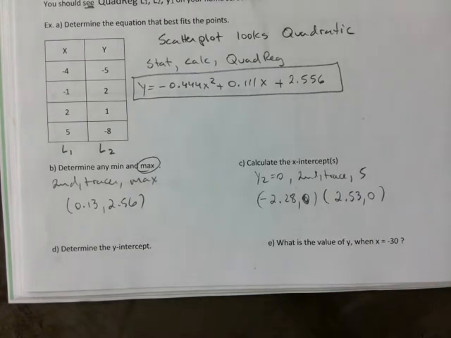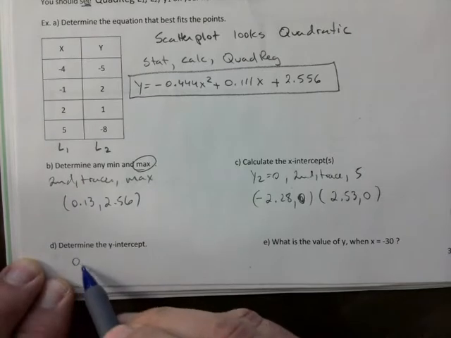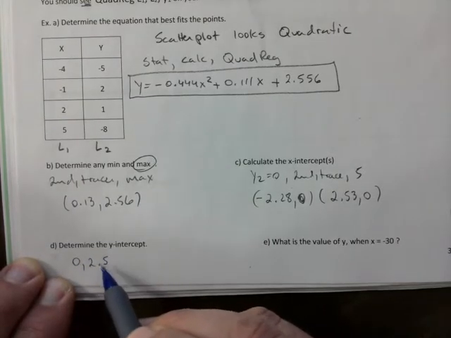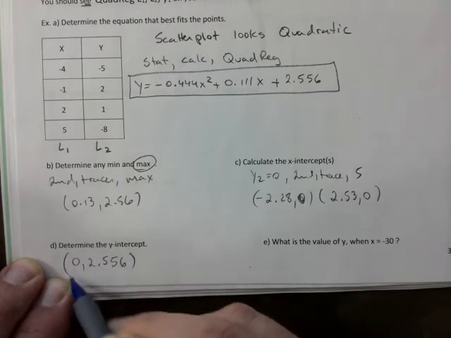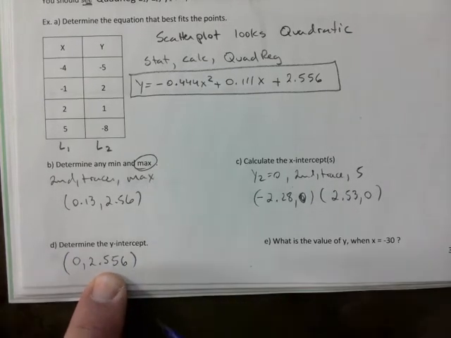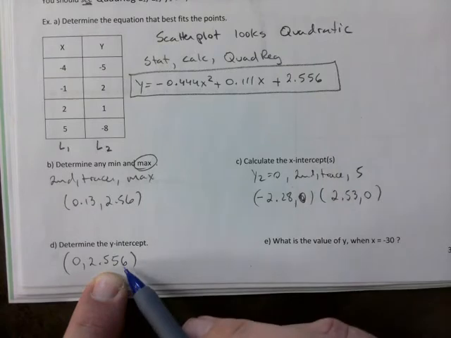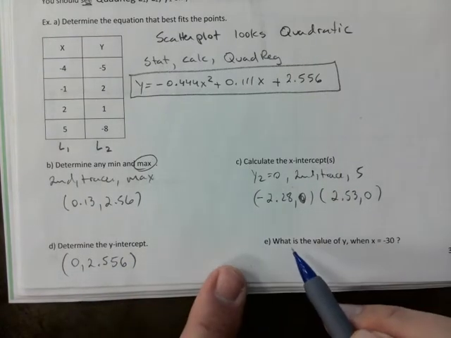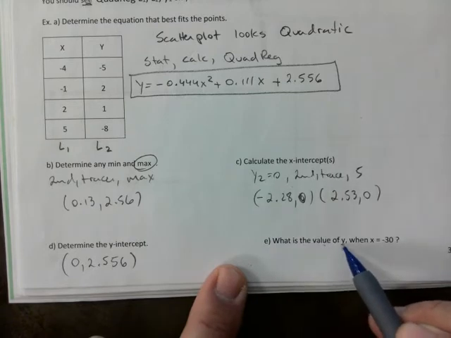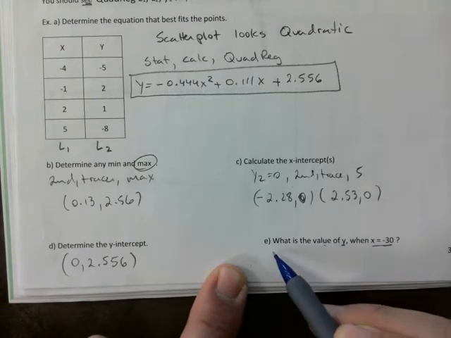Okay. The y-intercept, no calculator required. I'm just going to get it off of the equation. So sometimes I use 3 decimals. Sometimes I use 2. In this case, I used all the decimals, but if you wanted to round it to 2 here, that's fine. What is the value of y when x is equal to negative 30?